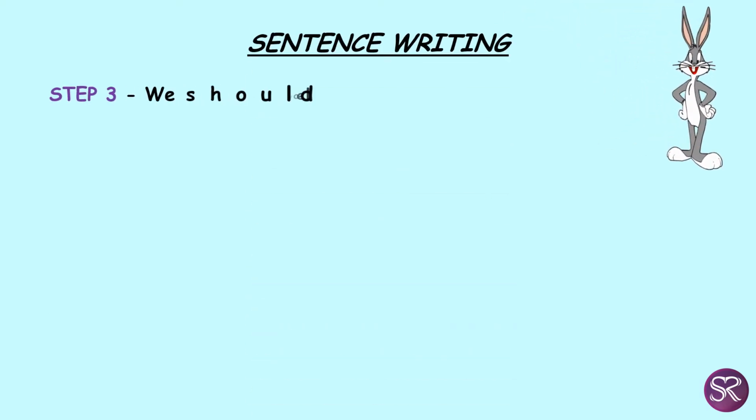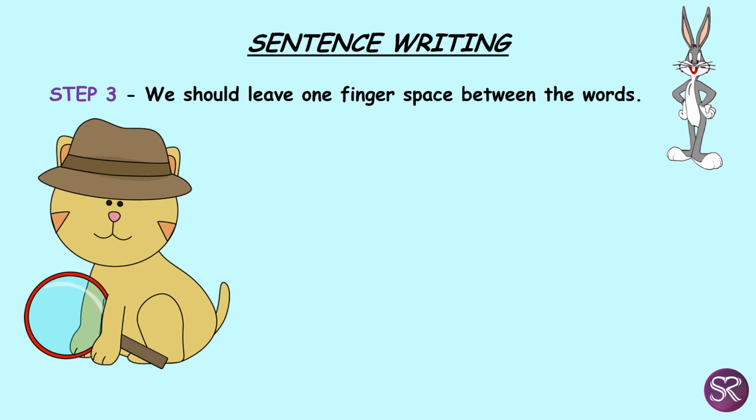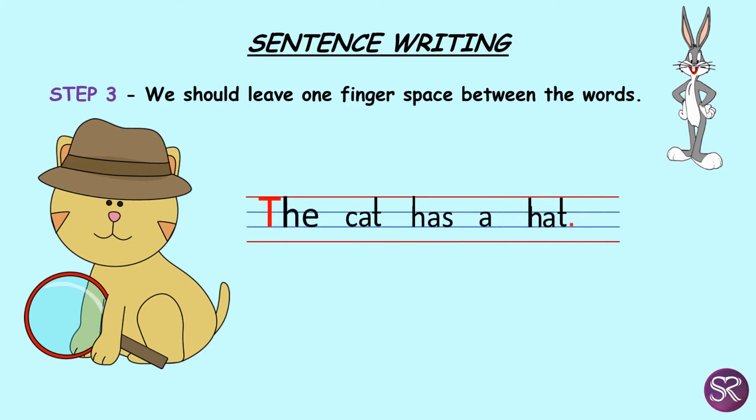Let's see the step 3. We should leave 1 finger space between the words. Look at the picture, children. It's a cat. What is cat wearing? It is wearing a hat. Let's make a sentence. The cat has a hat. The first letter of the sentence is a capital letter and it ends with a full stop. And the step 3 is we have to leave 1 finger space between the words.